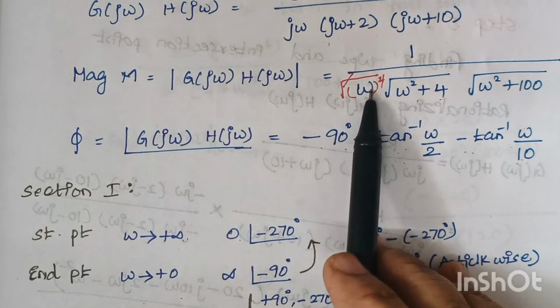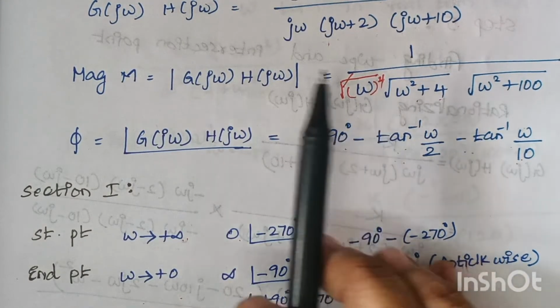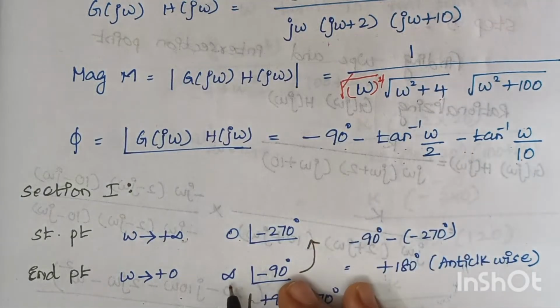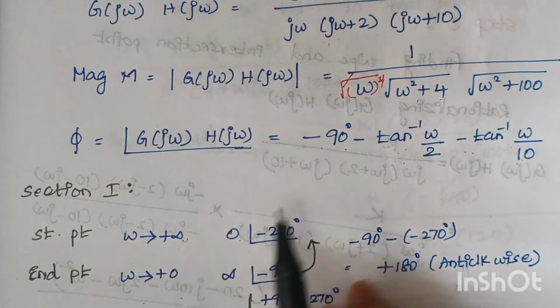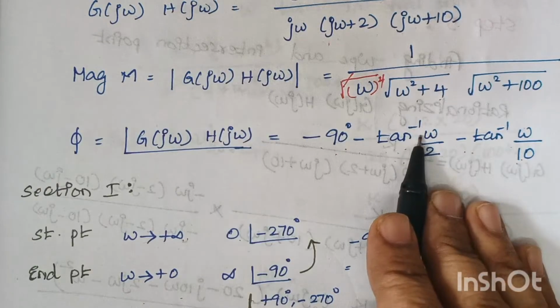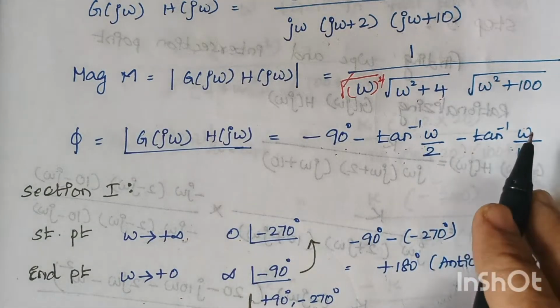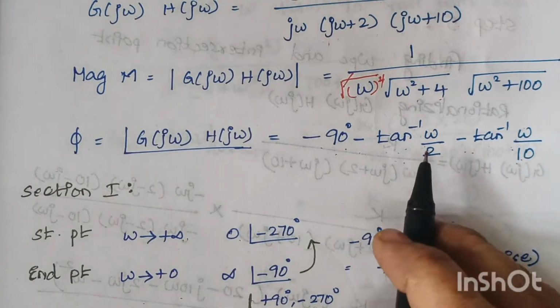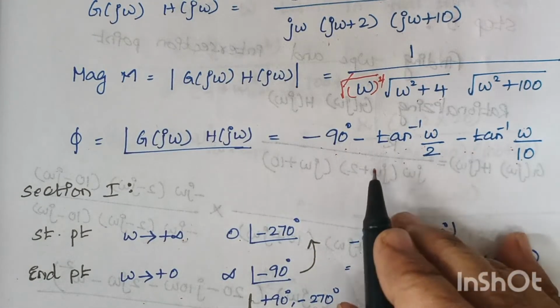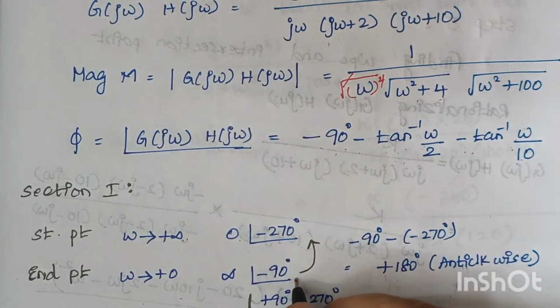And the next thing is we are going to substitute the value of omega as 0. So when you substitute the omega value as 0 here, what about the magnitude? Anything divided by 0 is infinity. So here it is infinity. And again when you substitute the value of omega as 0, minus 90 minus tan inverse of 0 is again 0. And here again tan inverse of 0 is 0. So finally we will be having minus 90 minus 0 minus 0, which is nothing but minus 90 degree. Right.